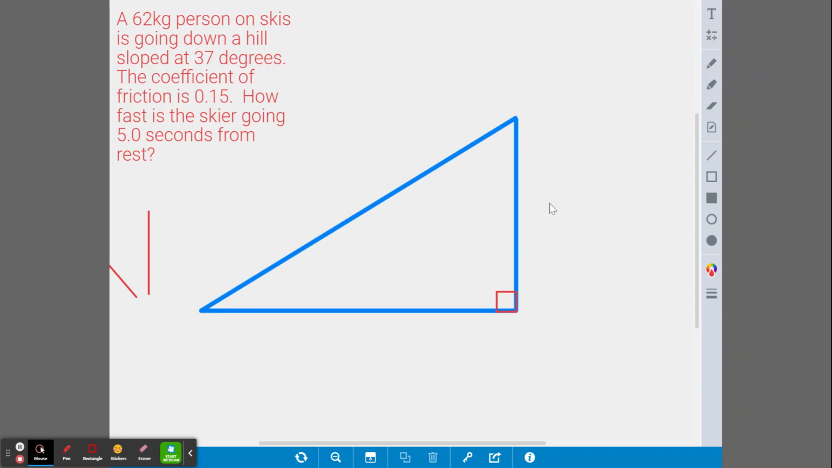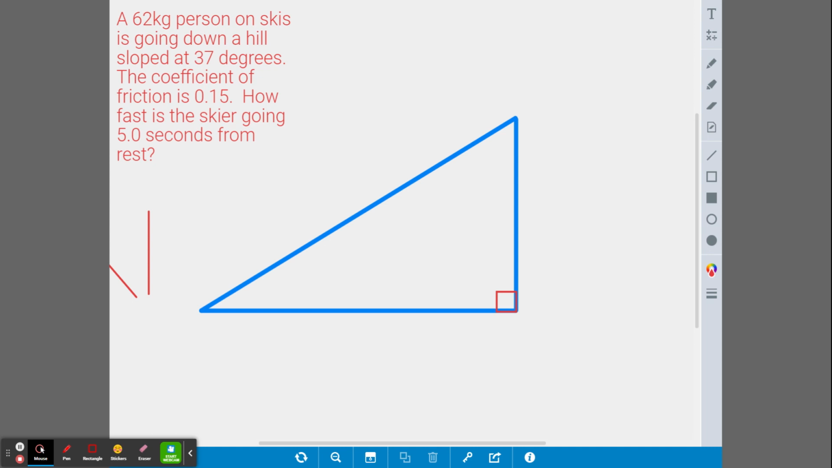All right. I am going to solve an inclined plane problem, and hopefully this can help you solve any inclined plane problem. So, here we go. We're going to use trigonometry and kinematics and Newton's second law to help us to solve this.